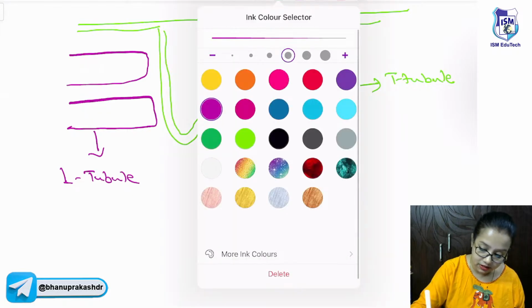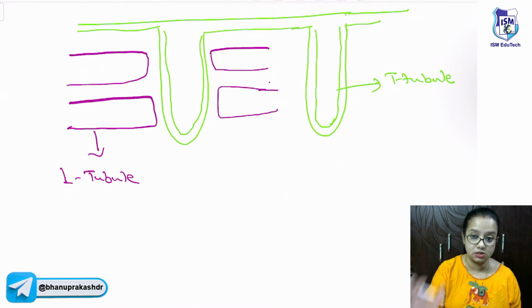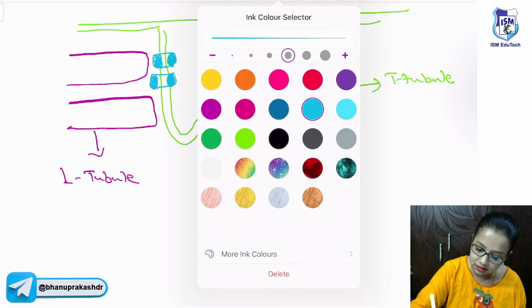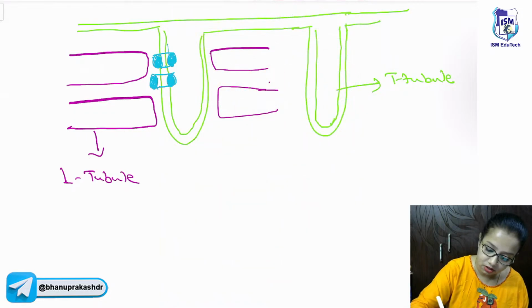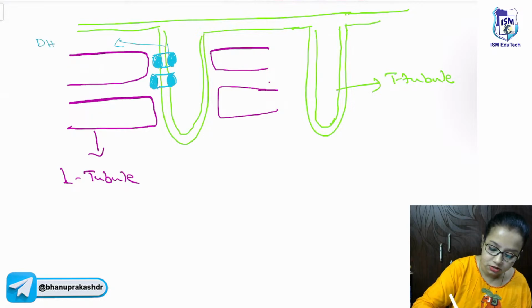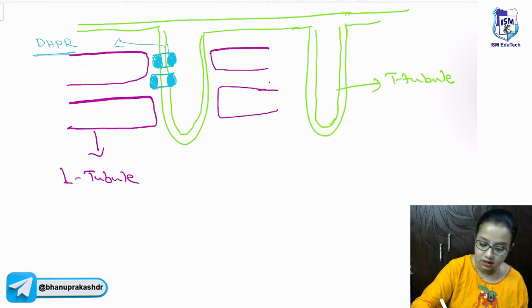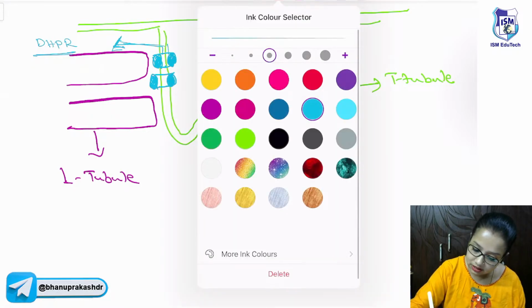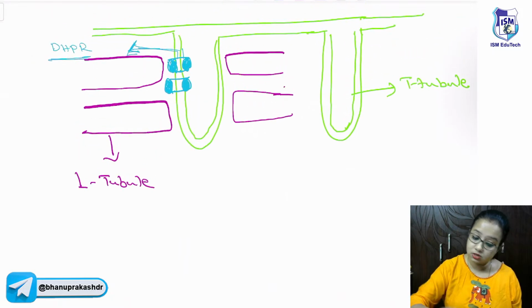What are the characteristics of it? The characteristic to remember about the T tubule is that it has voltage gated calcium receptors, which are called the dihydropyridine receptors. This is what is there in the T tubules.